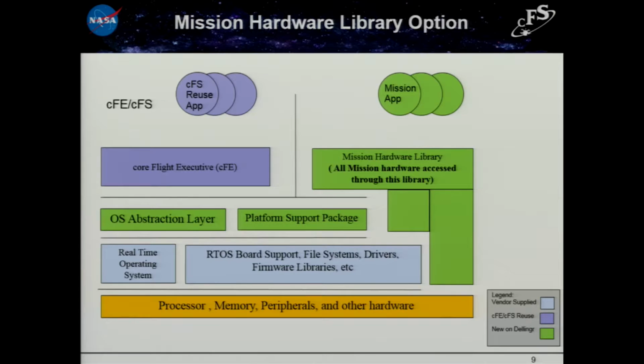Talking about a mission hardware library, the CubeSat I'm working on uses a very small COTS CubeSat board, the CommSpace NanoMind, and it's running FreeRTOS. We wrote a minimal PSP for it and just a real basic OSAL port. All of the mission hardware is abstracted through our mission hardware library.